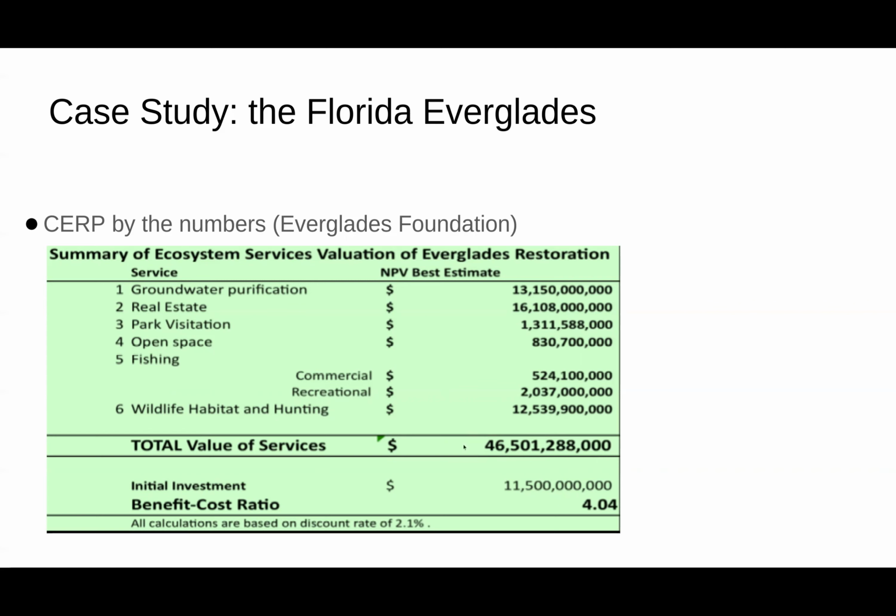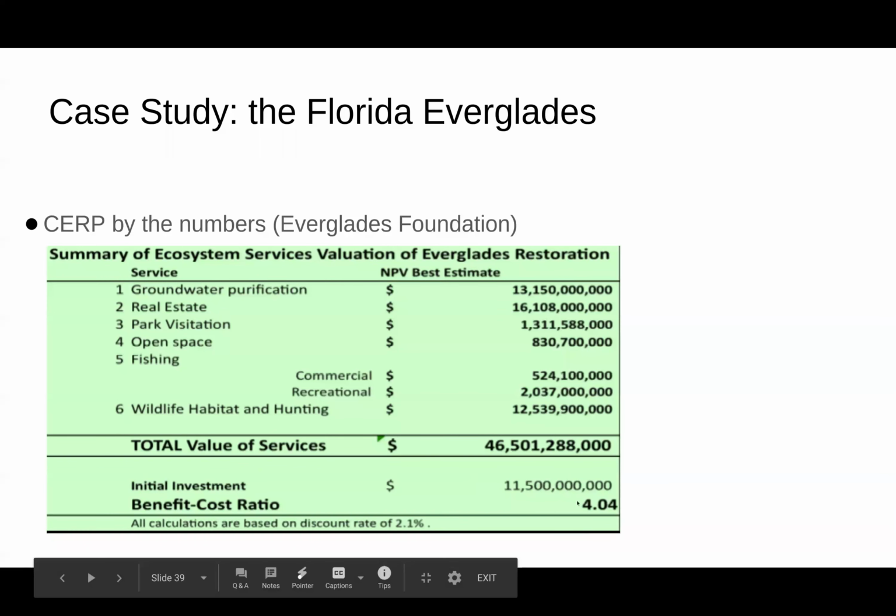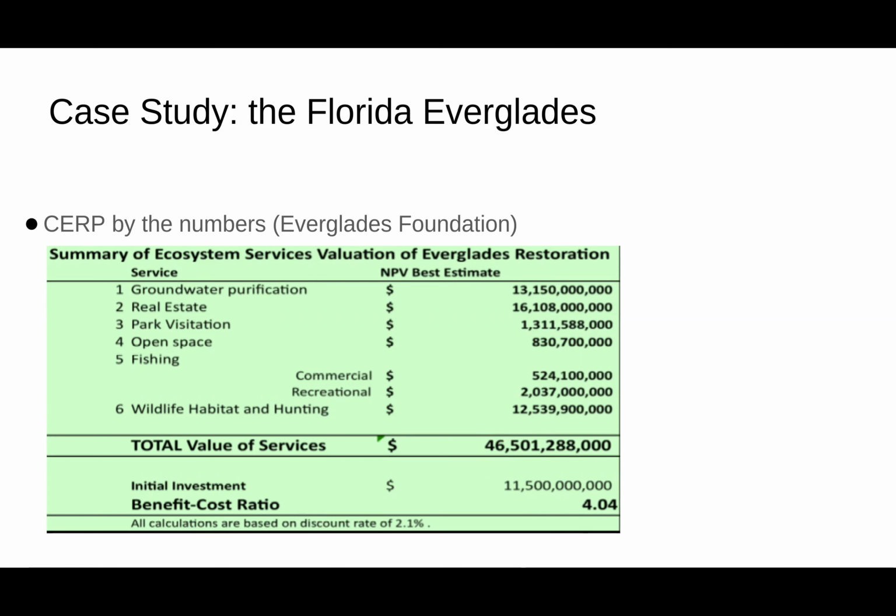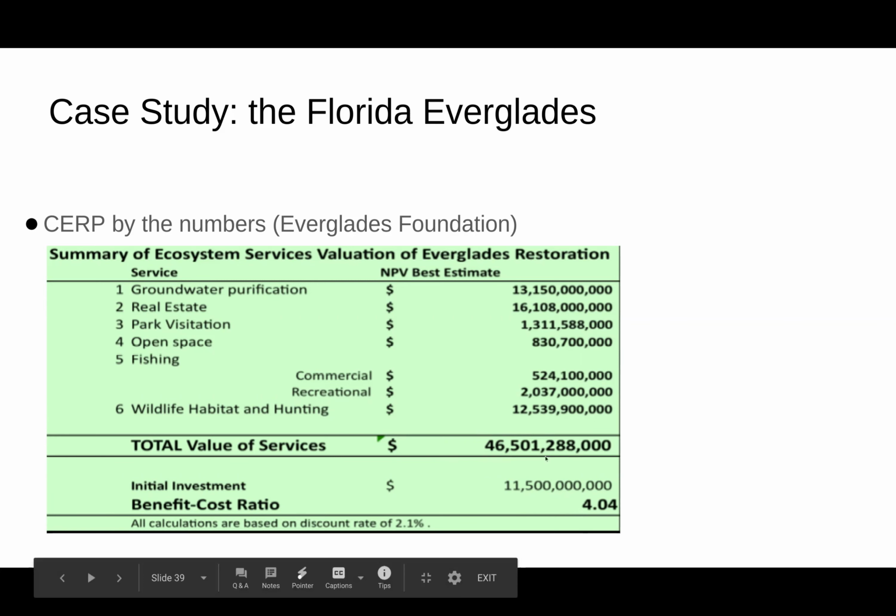That's in contrast to our investment. So the CERP was awarded $11.5 billion from the federal government, which means that if we look at the cost to benefit ratio here, it's a 4.4. So for every dollar we invested, the state of Florida was getting $4 back. So you can see just by restoring an ecosystem, you can get a lot of money out of it.